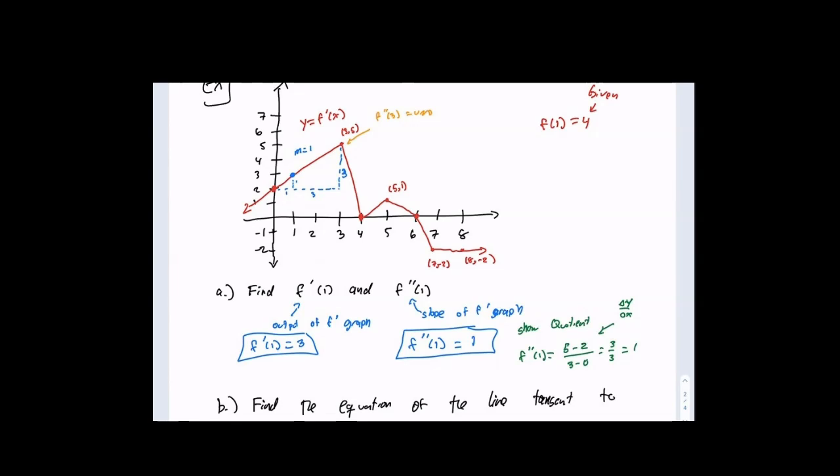Looking at that graph, when does that graph change from increasing to decreasing or decreasing to increasing? A point of inflection happens when the derivative changes from increasing to decreasing or decreasing to increasing. You are given the graph of f prime. So when is that graph that you are given changing from increasing to decreasing or decreasing to increasing?